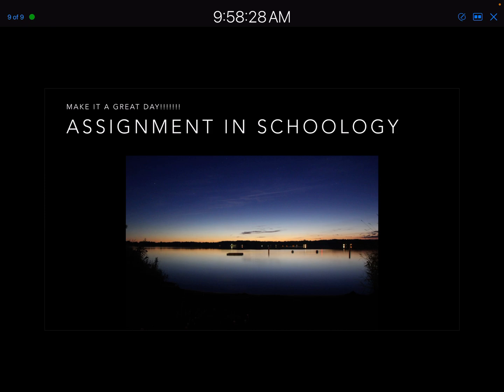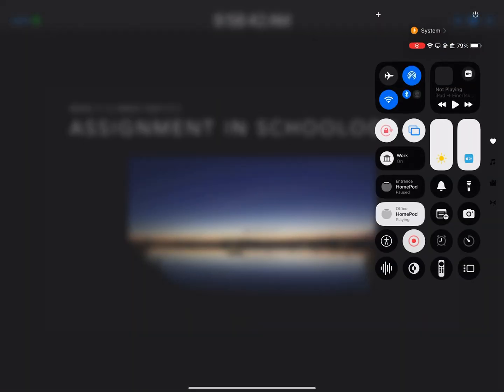If you want, the worksheet is right here. If you want to do it off of Schoology, the worksheet is already in there. You only have to do questions 1 through 6. Okay?